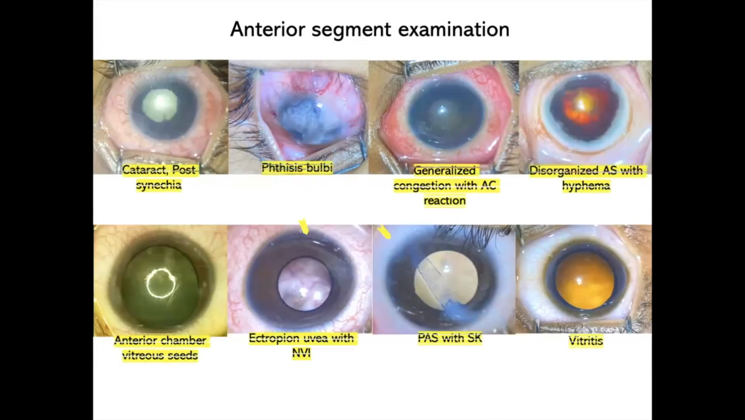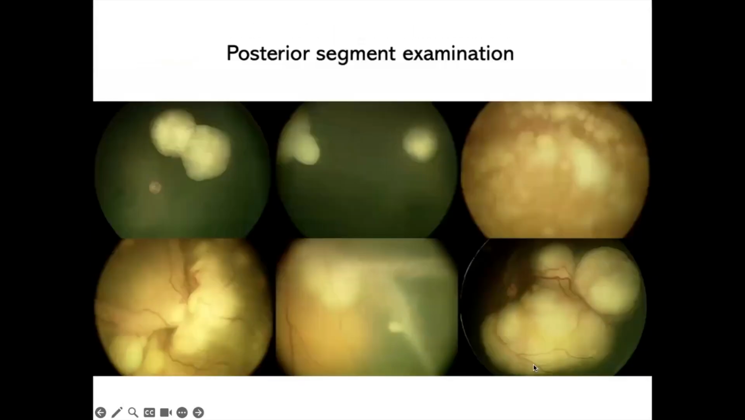These are some of the variety of clinical signs seen in anterior segment examination. For example, presence of cataract and posterior synechiae, phthisis and scleral nodule, a generalized congestion with anterior chamber inflammation, presence of anterior chamber seeds, presence of iris neovascularization, and vitreous hemorrhage resulting in vitritis.